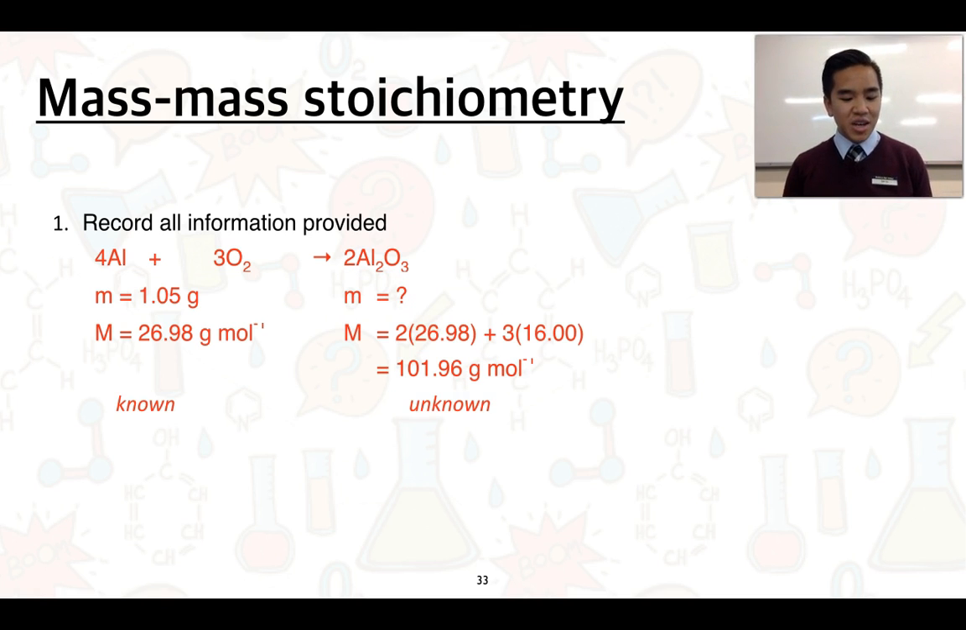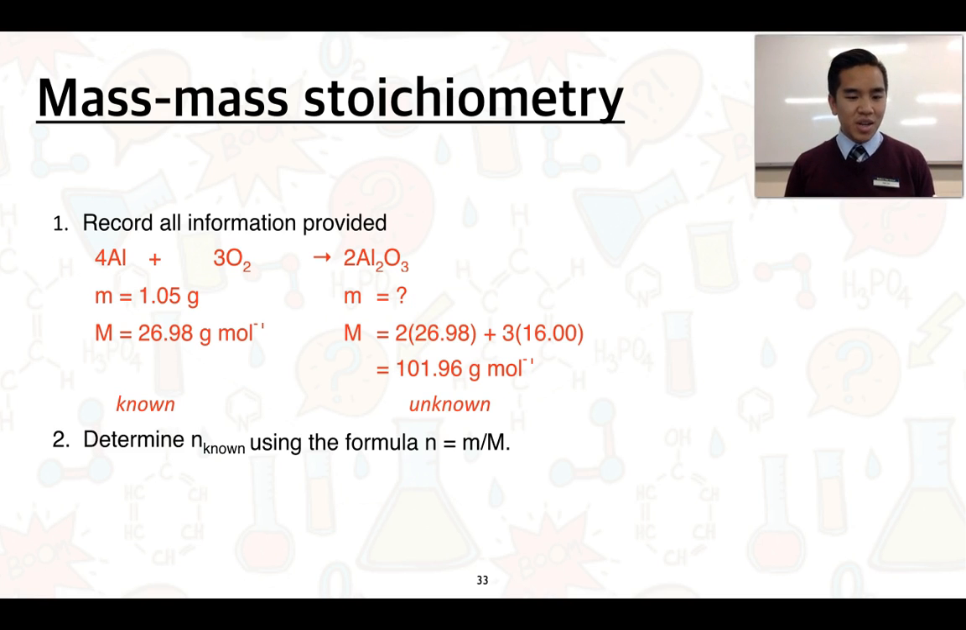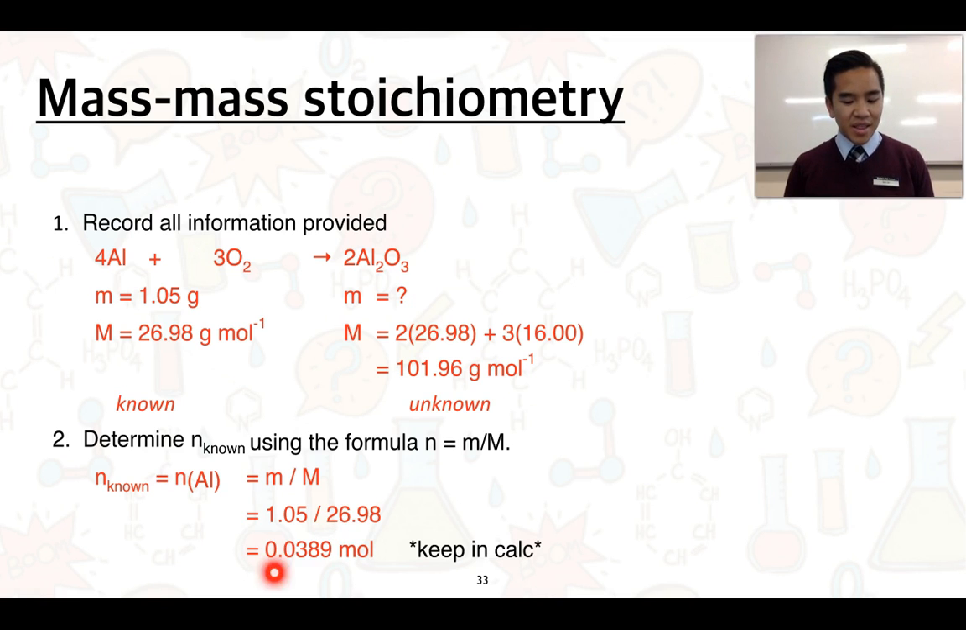I've now just represented what my known is and what my unknown is. This will make a lot more sense when we look at the next step. So determine the number of moles of known using this formula here, so mass divided by molar mass. If we look at what information we've got, the mass and the molar mass, so we'll go ahead and substitute these values in. We're working out the number of moles of aluminium, so we substitute those values in, put it into our calculator, and this is approximately the number that we get.